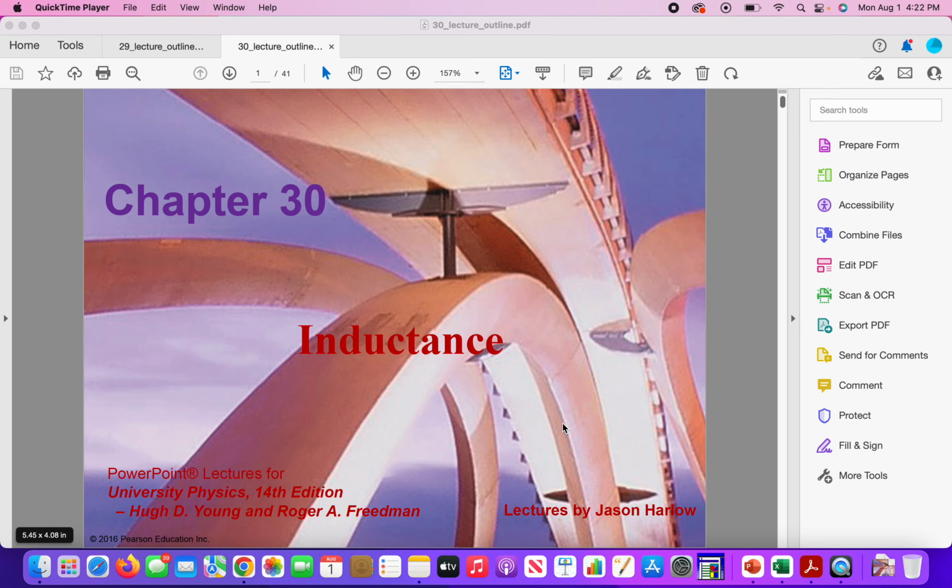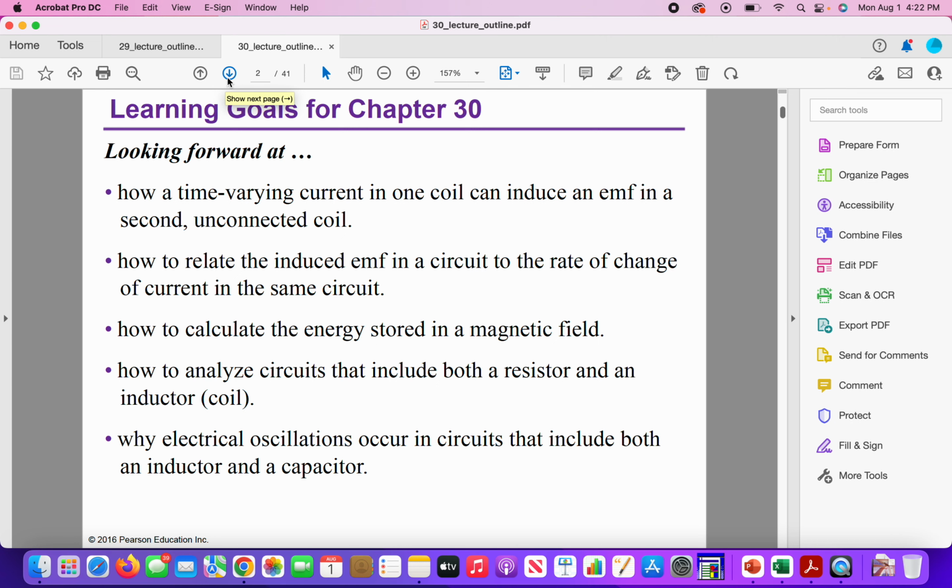Chapter 30, which is about inductance. Now we are going to consider a new electronic component called an inductor, which has an inductance. And we are going to look at how a time-varying current, a current that is changing with time in one coil, can induce an EMF in a second coil, even though they are not connected.